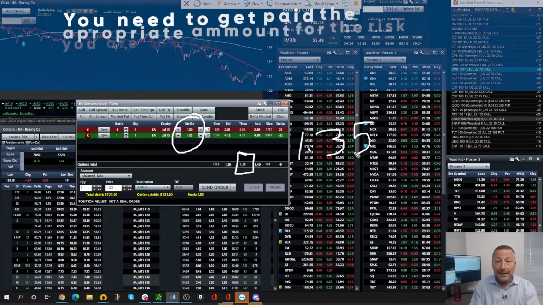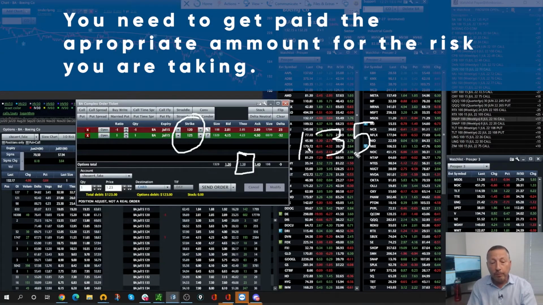Just because we've identified a certain setup, a certain spread here, doesn't mean we automatically do it. Because every trade you make, no matter what the strategy is, has some level of risk to it. Now, we need to get paid the appropriate reward for the risk we're taking.